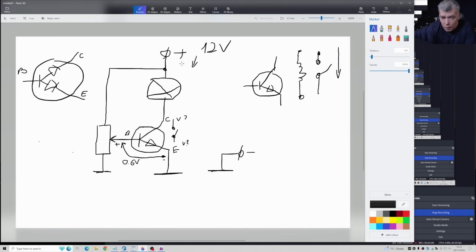So we know one current is going here, or the voltage. The voltage is going here and is going here. Now the resistor gives us the opportunity to adjust this voltage on the base. And when I'm saying that voltage, what does it mean? It means from 0 volts to 0.6 volts.